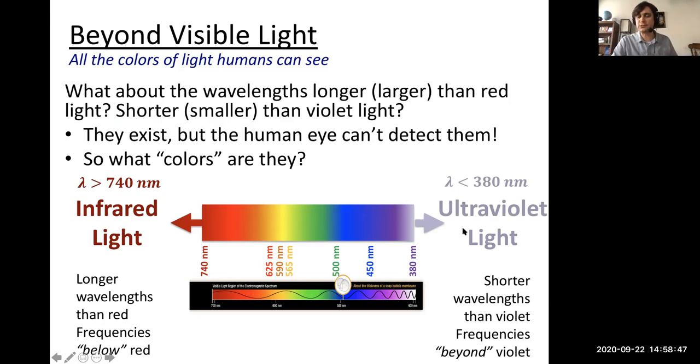So the light that's responsible for giving you a sunburn is not the light that we can see. It's an invisible form of light to the human eye, ultraviolet light. What is the difference between ultraviolet light and visible light? It has shorter wavelengths, wavelengths less than 380 nanometers. We've gone beyond violet. We've gone ultraviolet.